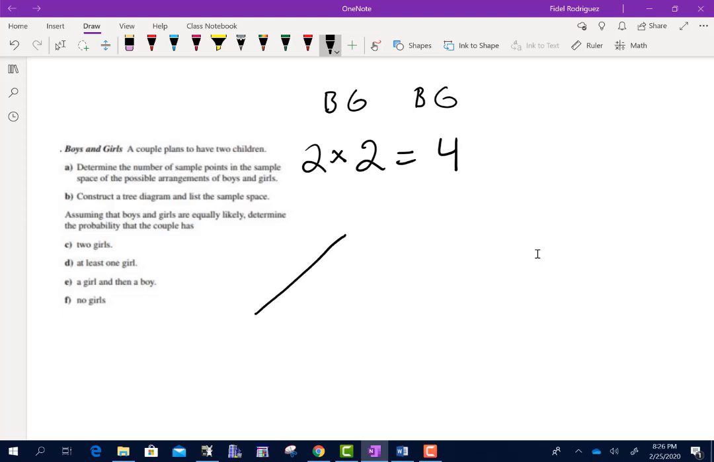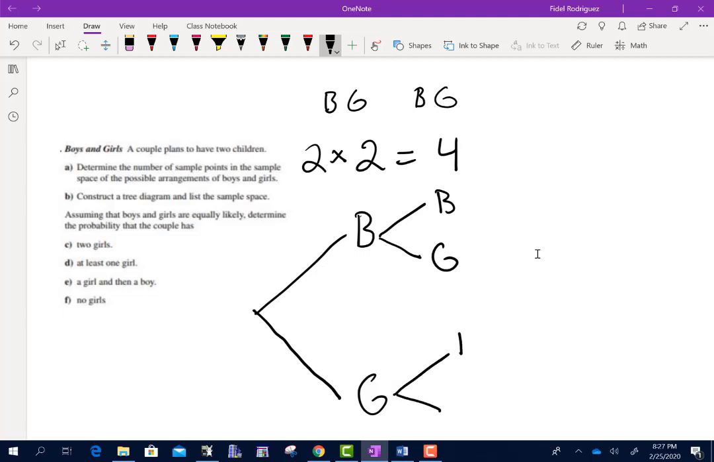Okay. Part B says, let's draw our tree diagram. So the first time we have a child, it can be a boy or it can be a girl. Second time we have our child, it can be a boy or a girl. Okay, so now let's start answering our questions. Assuming that boys and girls are equally likely, determine the probability that the couple has 2 girls. Okay, so we want to have 2 girls. 1, 2, here we go. So out of the 4 possibilities, one of them gives us 2 girls.